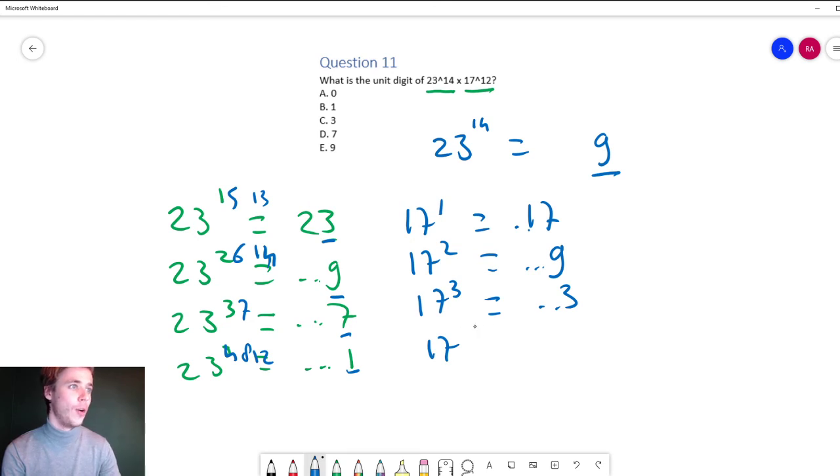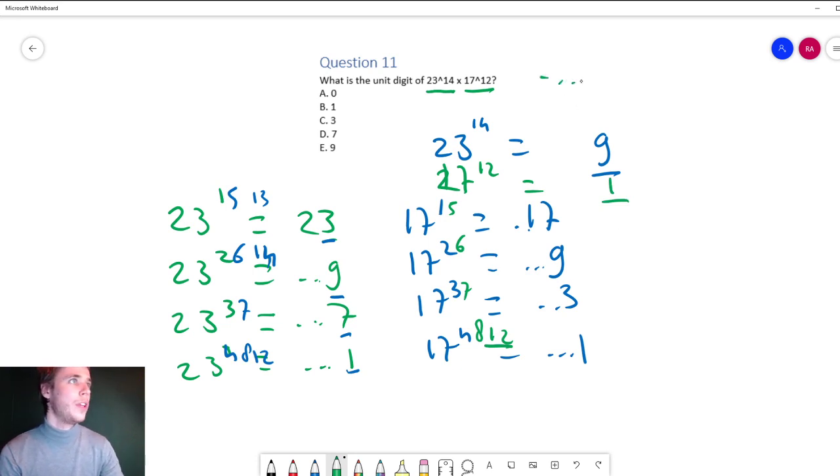And then we know when we end with a 1, we're back at 7. 17 to the power of 5 is again something with a 1 times 7, which will be a 7 again. So the 5 will be here, 6, 7, 8, 12 is here. So 17 to the power of 12 will end with a 1. So this one is a 1.